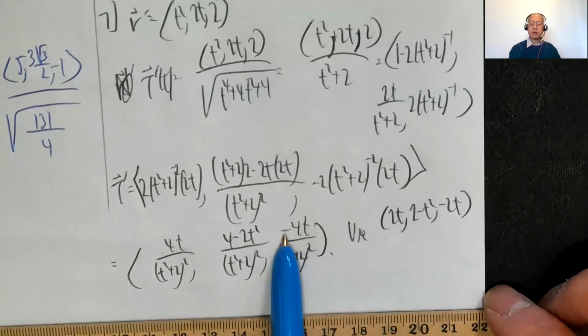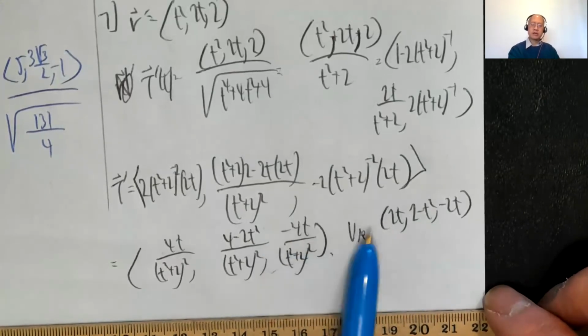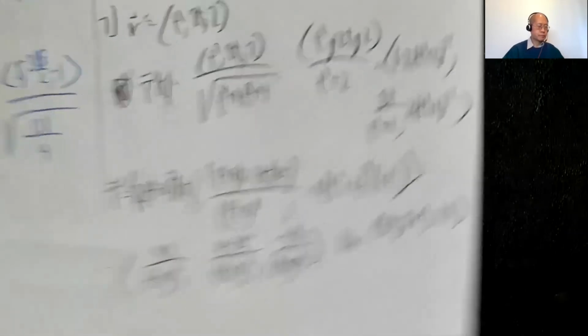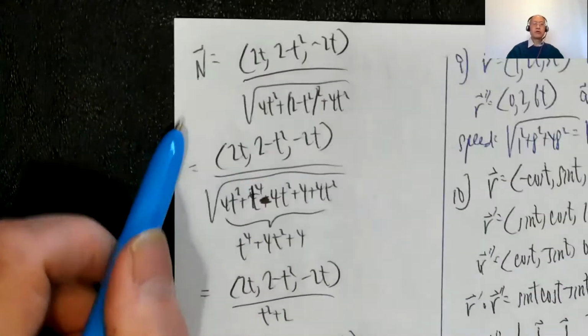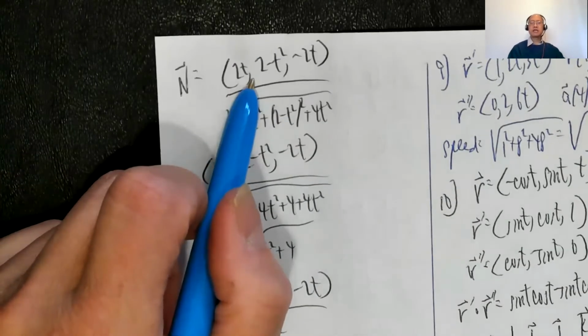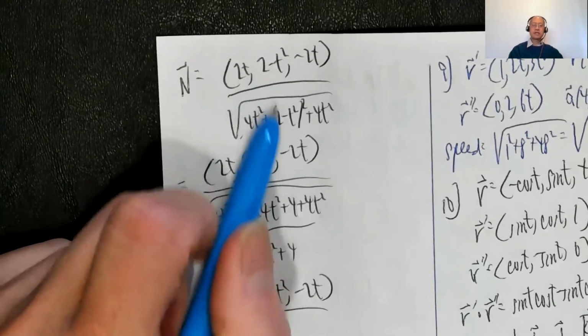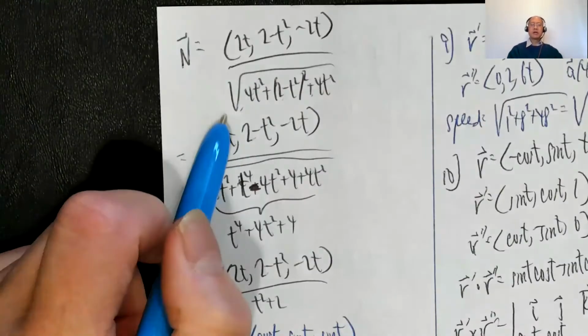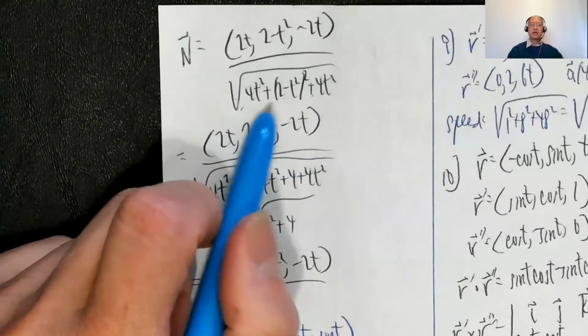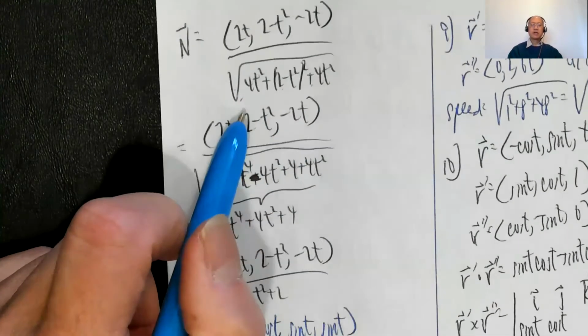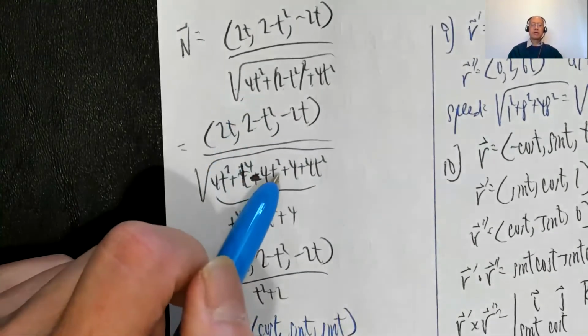Okay, again, these are scalar multiples of each other. Therefore, they'll have the same unit vector. All right, so the unit normal is 2t, 2 minus t squared, negative 2t divided by the square root of this thing squared plus this thing squared plus this thing squared. This is 4t squared. This is 4t squared. This comes out to be t to the 4th minus 4t squared plus 4.